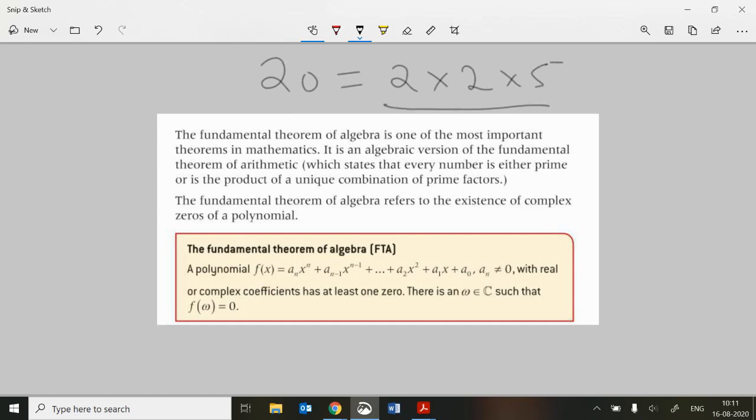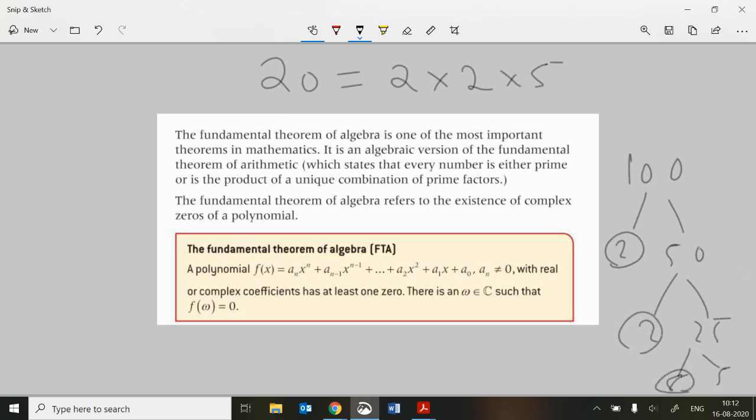I know everyone's done this before. Let's take 100 and split it up into 2 and 50. Whenever you get a prime, you circle it. We're getting 2 primes there, 5 and 5. When we get down to primes, we're finished, and then you've got 2 times 2 times 5 times 5. That's your prime factor decomposition. That's essentially the fundamental theorem of arithmetic.